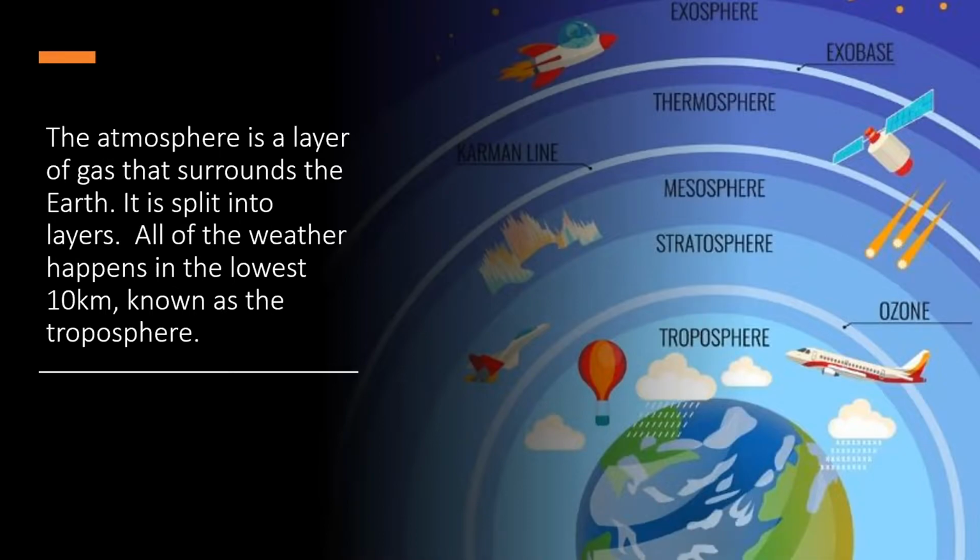To be clear, the atmosphere is a layer of gas that surrounds the Earth. It's split into these different layers: troposphere, stratosphere, mesosphere, thermosphere, and exosphere. We only really need to be worried about the troposphere. Sometimes we talk about the stratosphere and a bit about the ozone, but nothing at GCSE really above that. But it's interesting anyway to look at all the different layers.